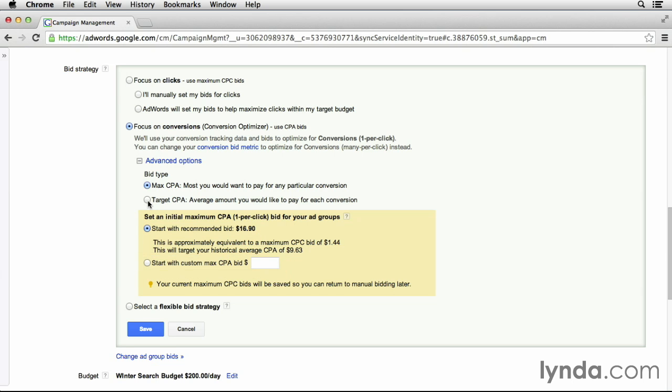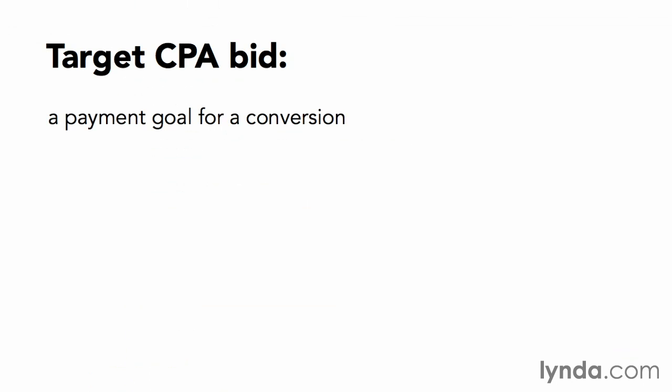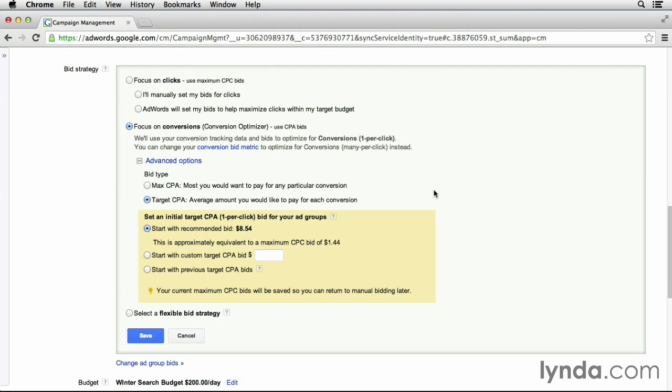The second option is to set a target CPA bid. And if you select this, you'll be able to define a target cost per acquisition that you want AdWords to work towards. Again, you've got a recommended bid based on your past data, or you can define a custom target bid. And if you've used the Conversion Optimizer previously, you can go ahead and start with the last CPA bid that you were using beforehand. Now keep in mind, if you set a custom target CPA, you want to be realistic. If we're at $8.54 now, we probably don't want to put in a target of 10 cents. That's not going to be attainable.